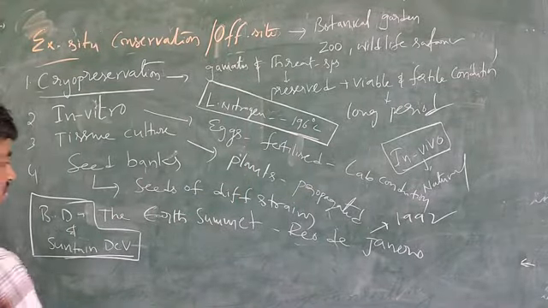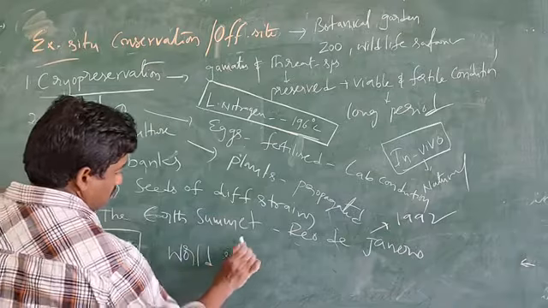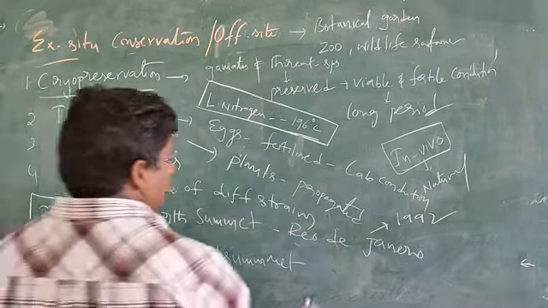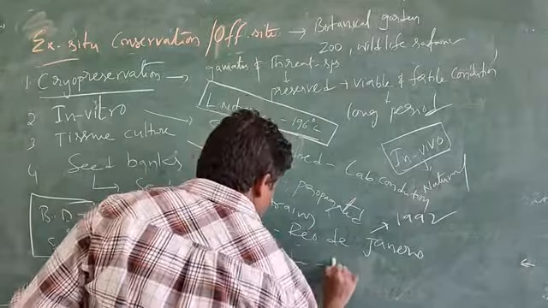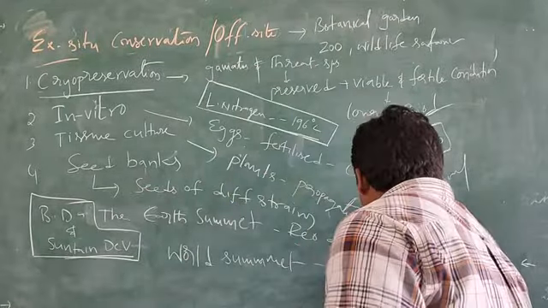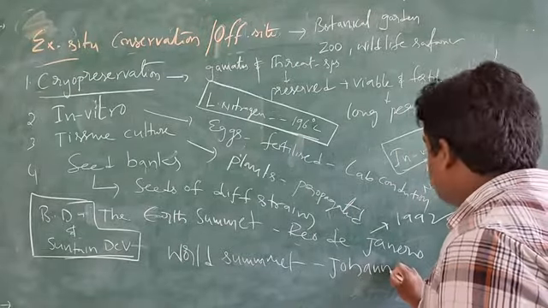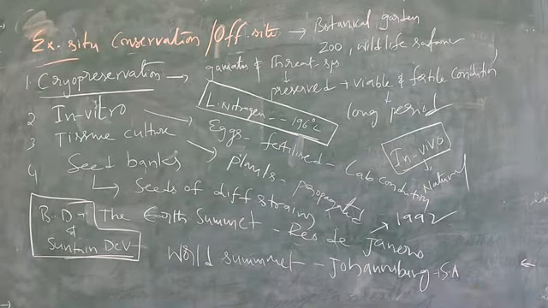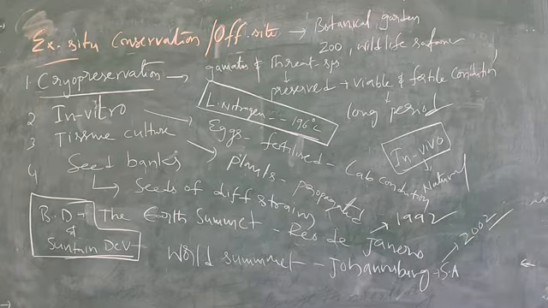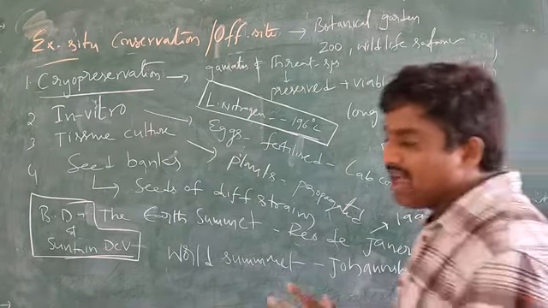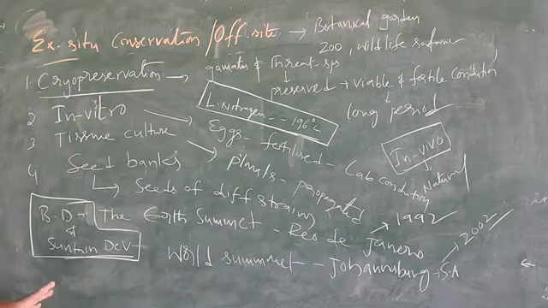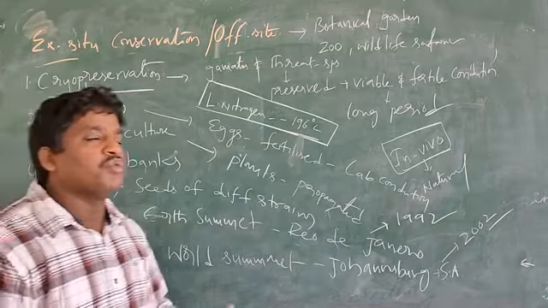And also the World Summit was conducted, in Johannesburg, South Africa, in 2002. Nearly 190 countries participated. By 2010 and later, most of the species were expected to be reduced.